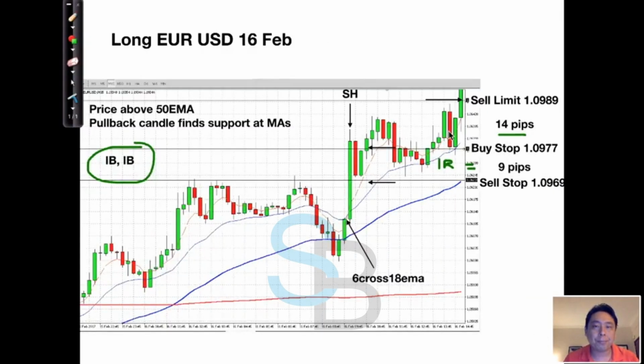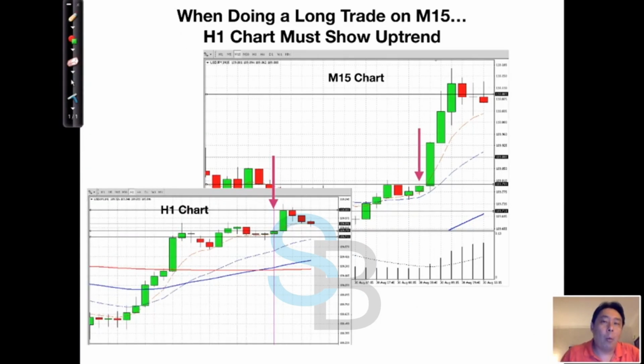Now remember, one of the filters I use is that before I enter a trade on the M15 candles, the 15-minute candles, I will always check the 1 hour candles, which is one major time frame above. So if I'm going to go long on the M15 chart, I have to ensure that the 15-minute chart is in an uptrend, but I must also ensure that the hourly chart is also in an uptrend. There are times when the 15-minute chart is in an uptrend, but the 1 hour chart is in a downtrend. In those cases, I do not take the trade.